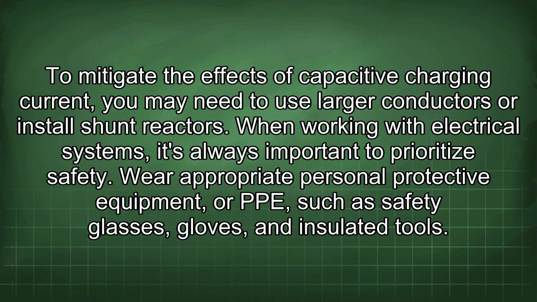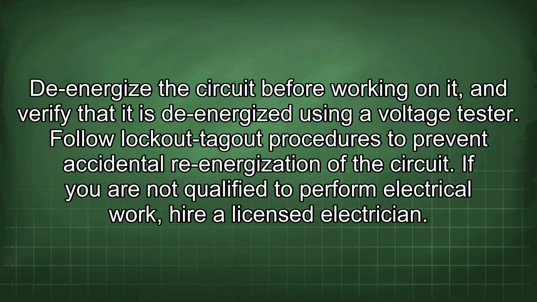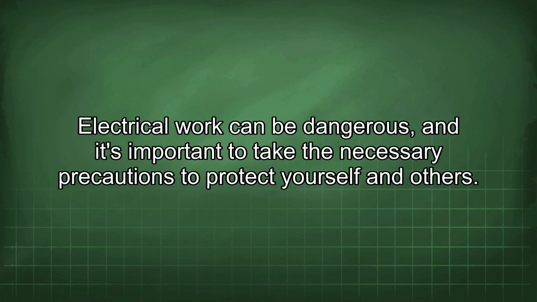When working with electrical systems, it's always important to prioritize safety. Wear appropriate personal protective equipment, or PPE, such as safety glasses, gloves, and insulated tools. De-energize the circuit before working on it, and verify that it is de-energized using a voltage tester. Follow lockout/tagout procedures to prevent accidental re-energization of the circuit. If you are not qualified to perform electrical work, hire a licensed electrician. Electrical work can be dangerous, and it's important to take the necessary precautions to protect yourself and others.